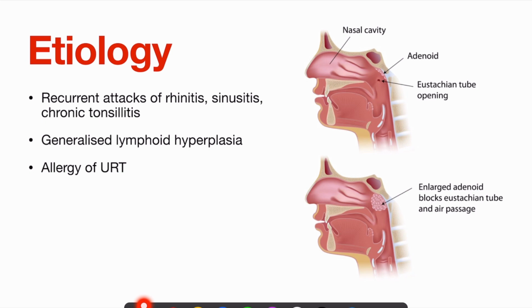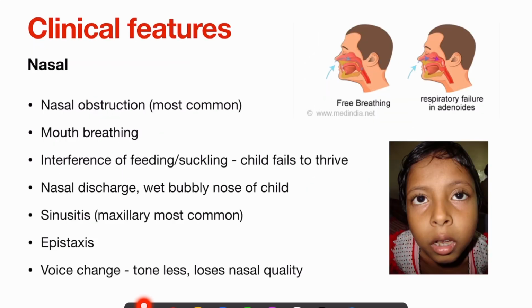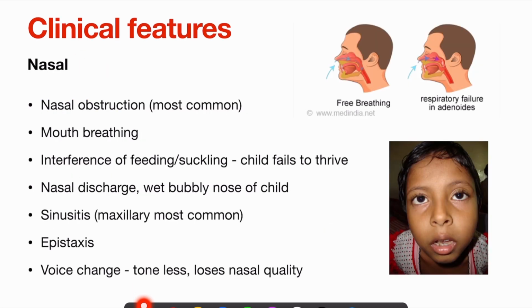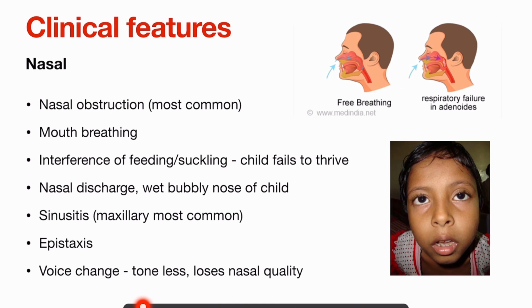Now we'll see the clinical features, that is, the nasal, the oral and the general clinical features. When you are writing in your exams, you should write the clinical features in this manner only. There are some general clinical features which will occur in all the patients, there are nasal clinical features, and there are oral. Nasal obstruction is the most common clinical feature the patient will present to you.